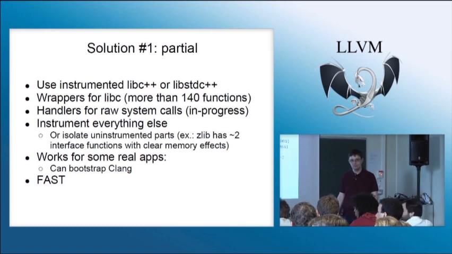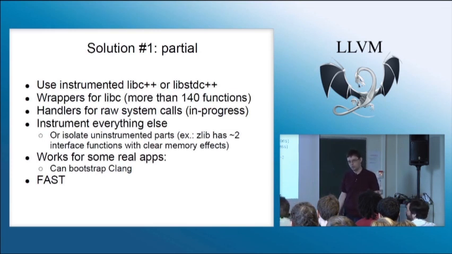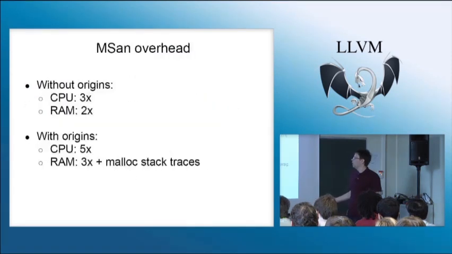You mentioned that you propagate the poison bits on arithmetic instructions. What instructions do you choose to actually report errors on? On what instructions do you report uninitialized errors?